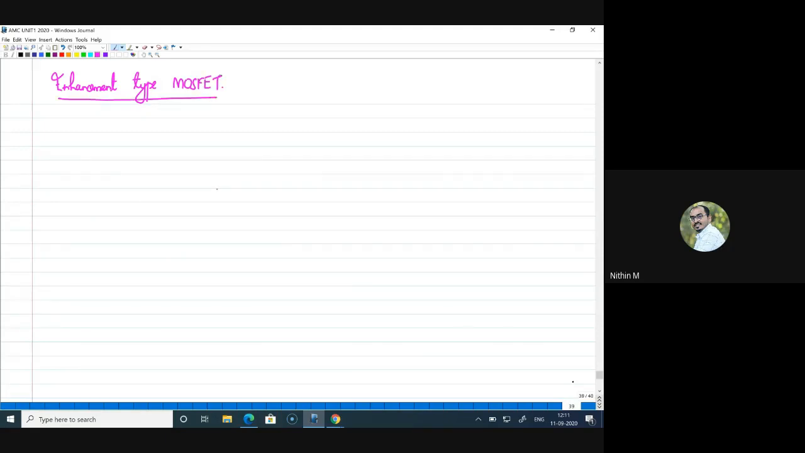Right. So let me start with the structure. So as you have given me responses like MOSFET is nothing but a metal oxide semiconductor.